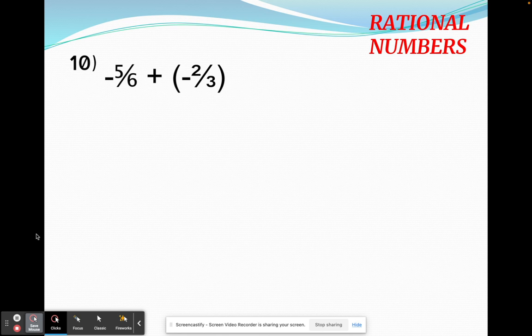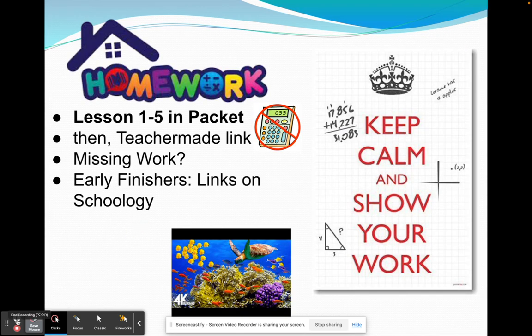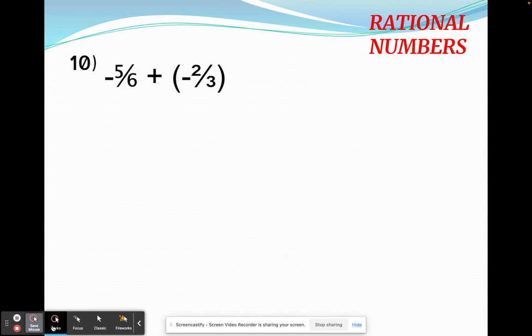Okay, now I have both negative. Oh, nope, I don't. I thought I had a couple examples, so I was going to do them both. So let's look at this. I have negative 5/6, negative 2/3, both negative. So I know my answer is going to be negative. I need a common denominator. I'm going to use 6.